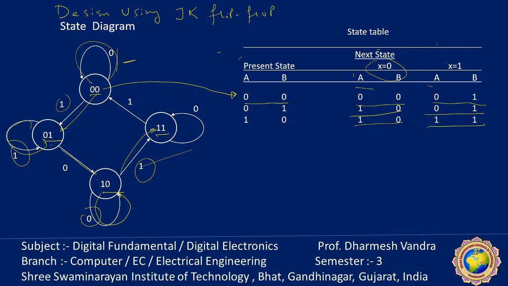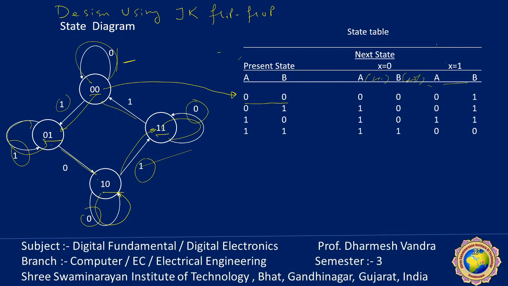And the last present state is 1, 1. In 1, 1, if input is 0, the state repeats itself. But if input is 1, it goes to the next state 0, 0. So this is the state table from the given diagram. Now to find the flip-flop inputs, we are required to rearrange the state table. This is called A(t+1) and B(t+1).